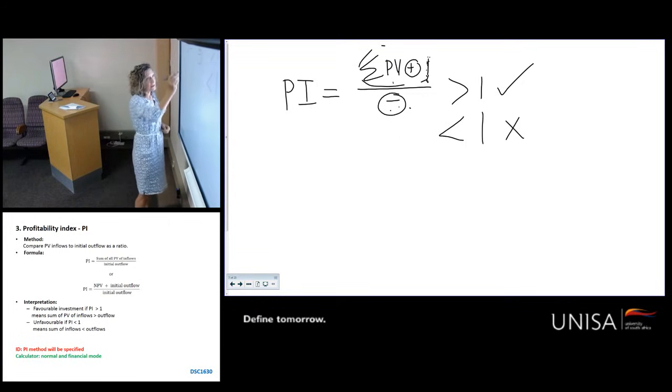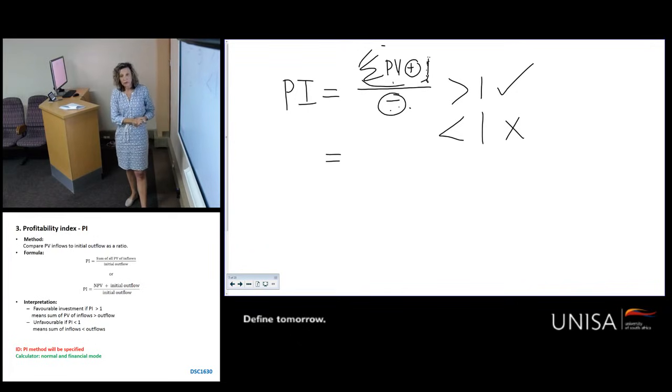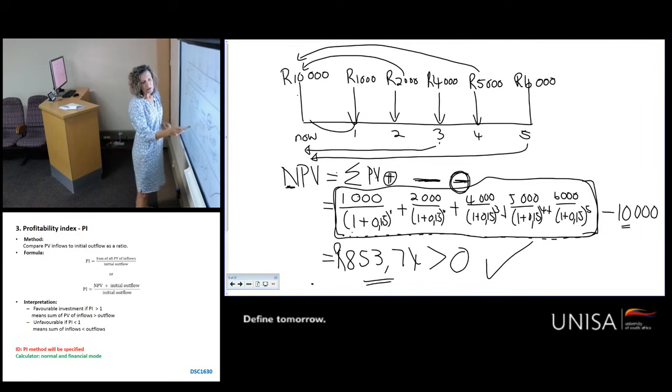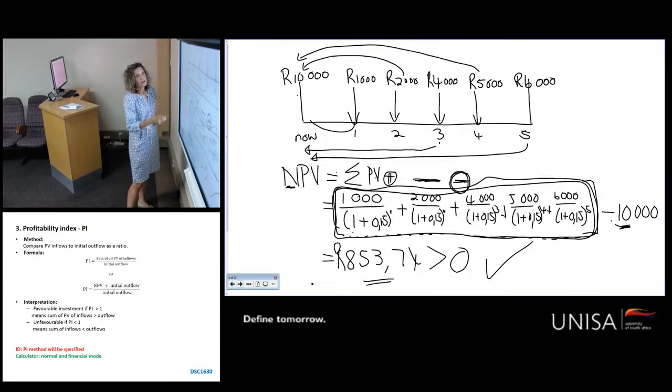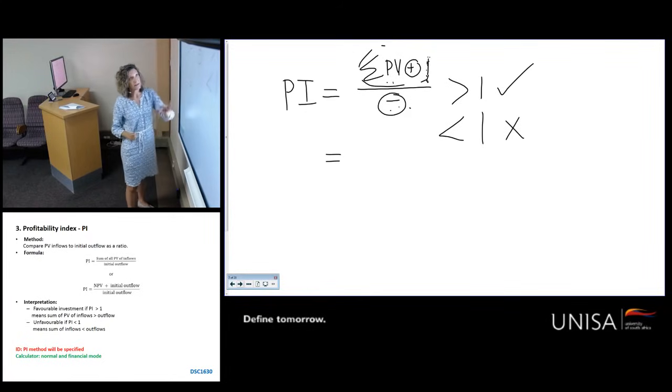How do I calculate this? Again, just with your normal mode or your financial mode if you want to get that answer just like we had. This will be the same if we go back. The answer of this whole thing, but now divided by 1,000 Rand, will give us then the profitability index.